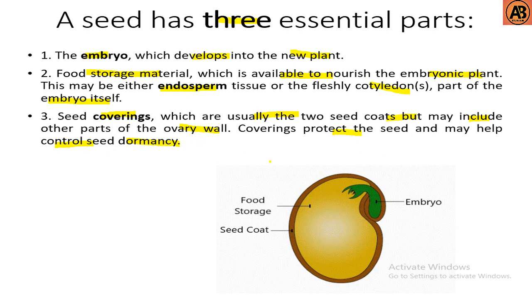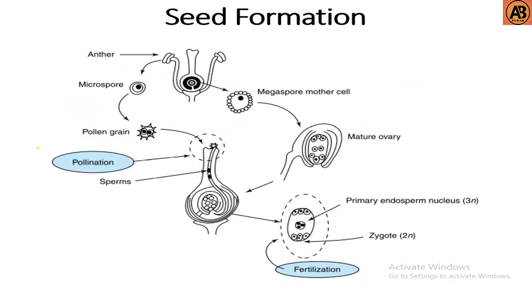Here we can see a normal seed, and this is the embryo, and this is food storage or endosperm, and this is seed coat. The outer layer is known as seed coat. So these are the three essential parts of a seed. Now we are going to learn about seed formation.